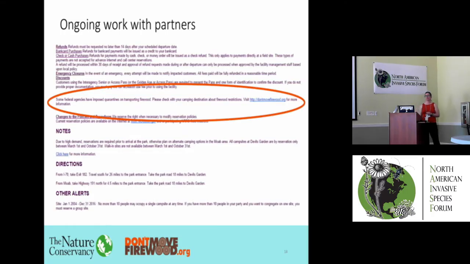This is an example of an email I got last year, when I made a reservation in Arches National Park for spring break with my kids. And there it was. I'm going to read it. Sorry to read the slide, but it's tiny, right? "Some federal agencies have imposed quarantines on transporting firewood. Please check with your camping destination about firewood restrictions. Visit dontmovefirewood.org for more information." So the National Park Service requested that the Arches National Park unit place this on their confirmation email.